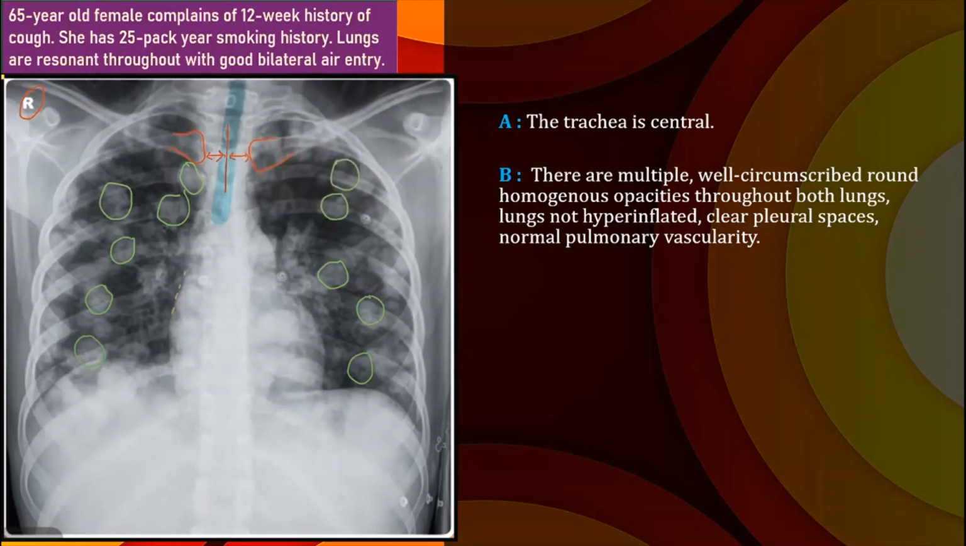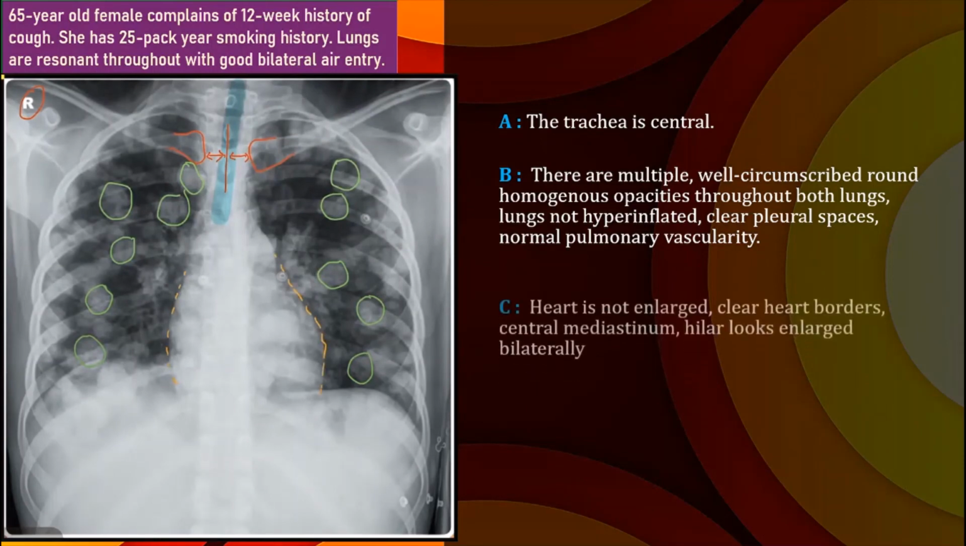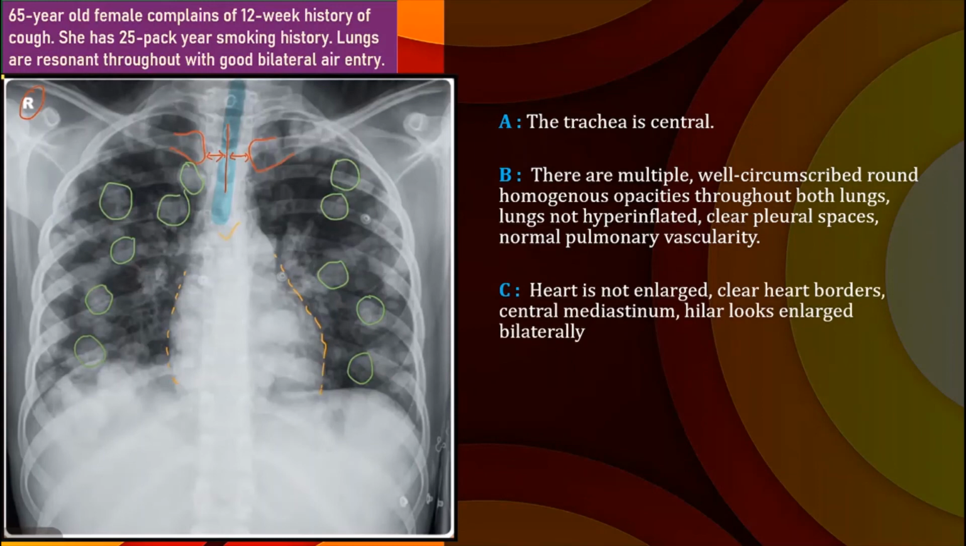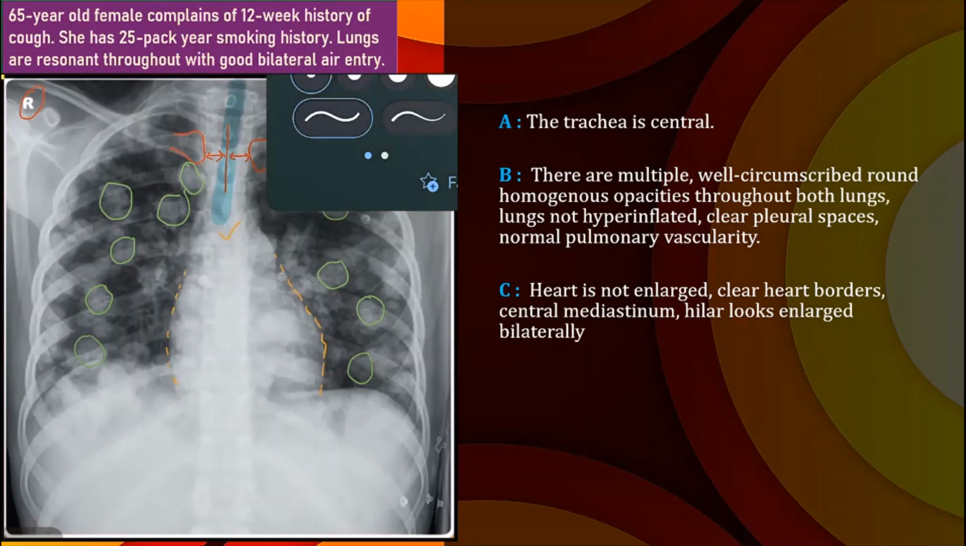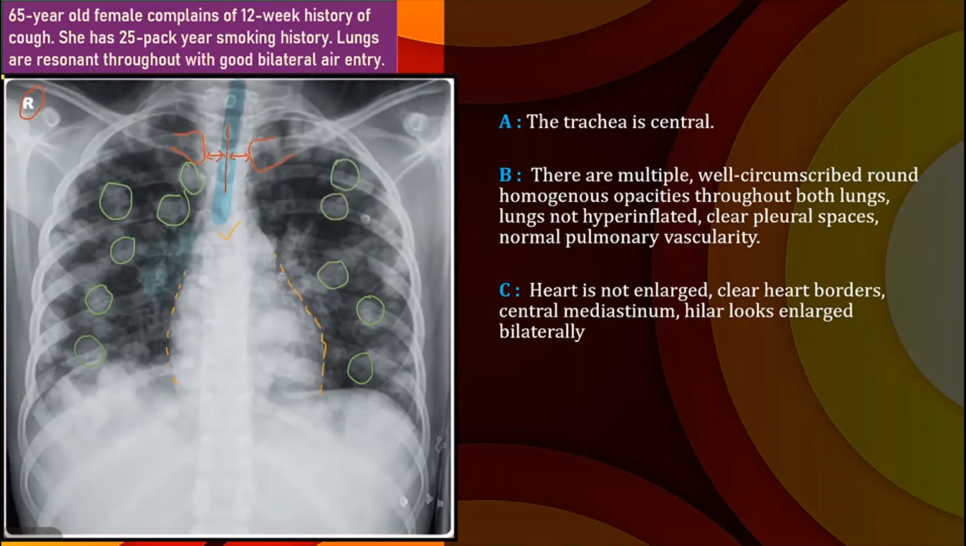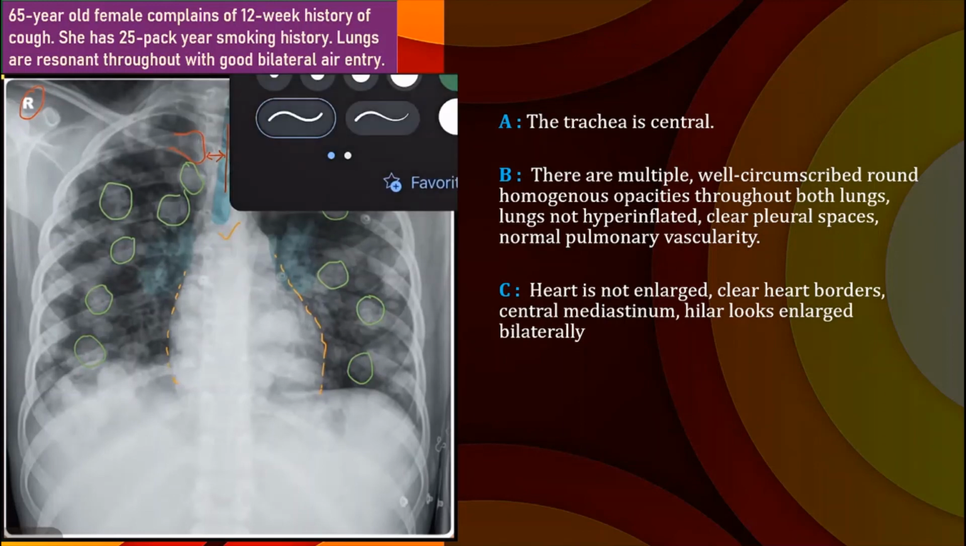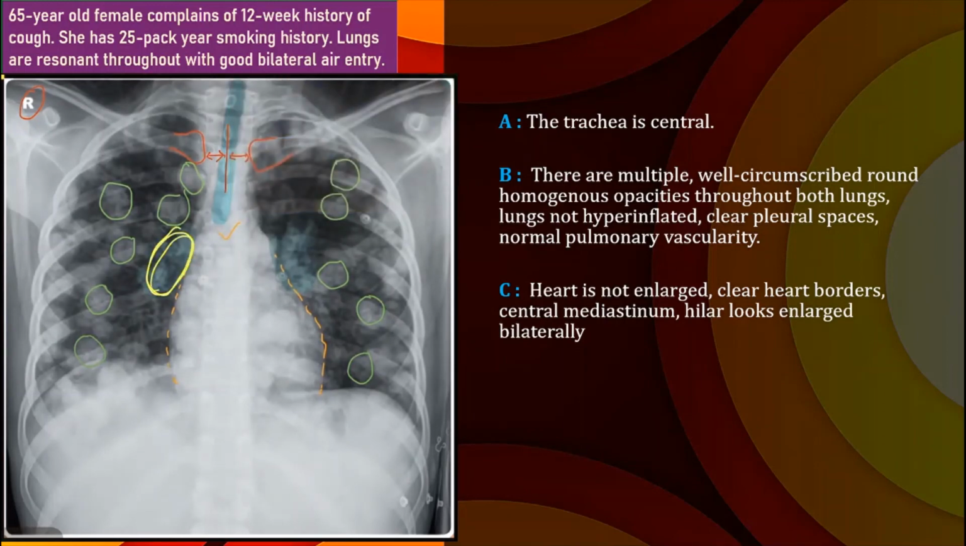So here you can see a clear right side border, left side border. The heart is not enlarged, and you have clear borders. The mediastinum is central as well, but you want to notice one thing. Let me use a brighter color, the hilum is actually a little bulky. Let me just delete that. Can you see it's a little bulky here, the hilum? So that's one that we can notice here. So both sides have bulky or enlarged hilum, you can see that.